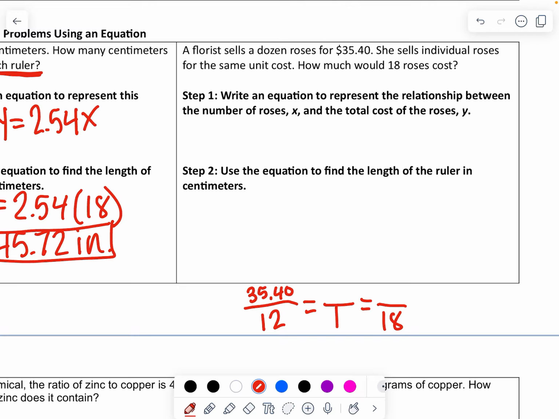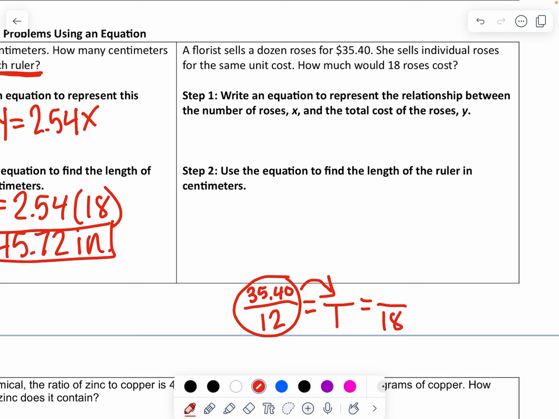This is very similar to that, but now we're shortening it and just making it into an equation. So this is what we want. That's our starting rate. We want to simplify that to figure out how much 1 costs. That's why we divide. That's what we're figuring out, how much 1 rose costs.